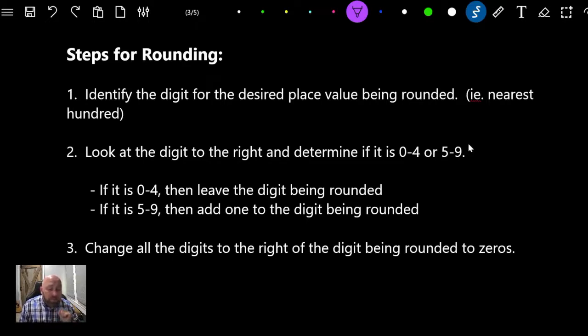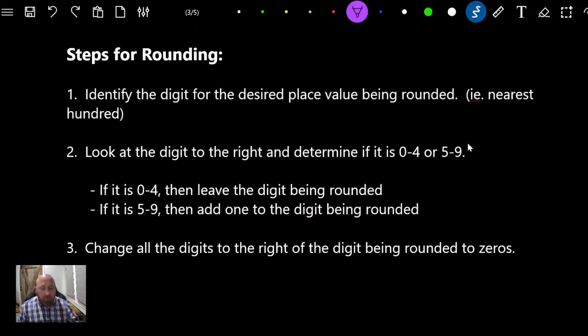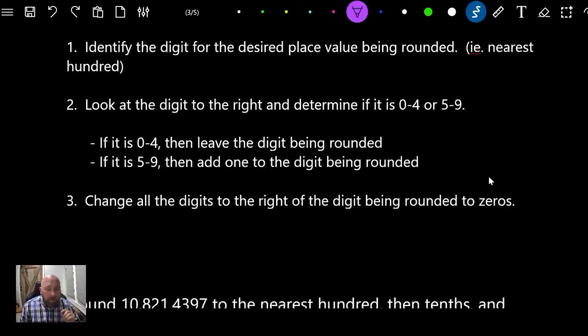Number 2, look at the digit to the right to determine if it's 0 to 4 or 5 to 9. So notice here, if it's 0 to 4, then we're going to leave the digit being rounded. We're going to leave it alone and not touch it. If it's 5 to 9, we are going to add 1 to the digit being rounded. Okay, you'll see what that looks like in just a second. Number 3, we want to change all the digits to the right to zeros. All right, so let's do one of those. Let's practice these steps, and in your book these steps are listed, and hopefully you wrote them down in your notebook so you can always go back and look at these.